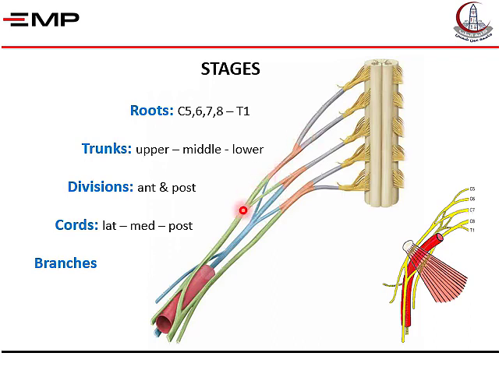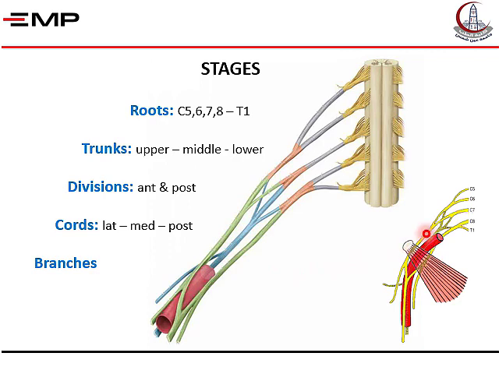The divisions unite to form cords. All 3 posterior divisions unite to form the posterior cord. The anterior divisions, the 2 divisions of the upper and middle trunks unite to form the lateral cord, and the anterior division of the lower trunk alone makes the medial cord. So each cord is made in a special way. The medial cord is made by 1 division, the lateral cord is made by 2 divisions, the posterior cord is made by 3 divisions. Why are they called lateral, medial, and posterior?